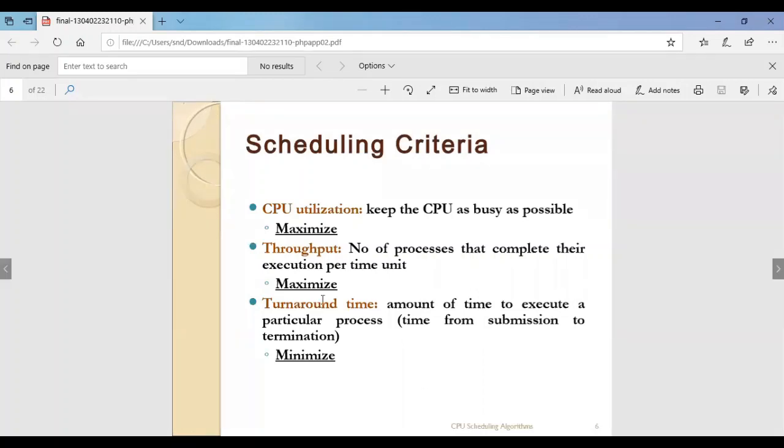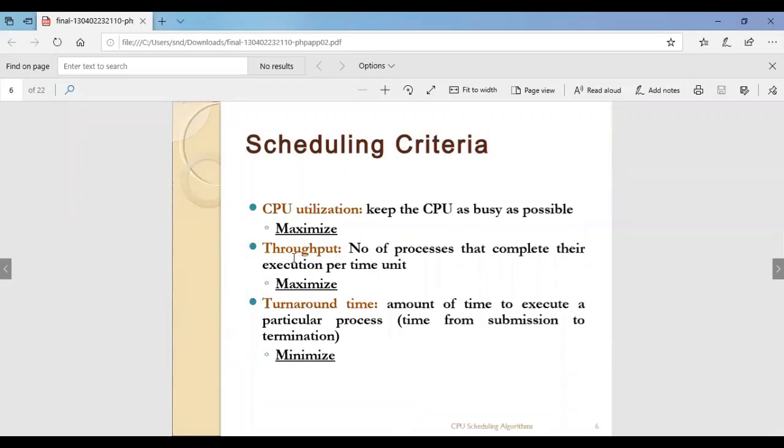Second one is throughput. So the first one is CPU utilization, it should be maximized. Throughput: number of processes that complete their execution per unit time. So that is throughput. How many processes get executed on a processor per unit time or per second, that is called throughput. Number of processes that complete their execution per time unit. So that should again be maximized.